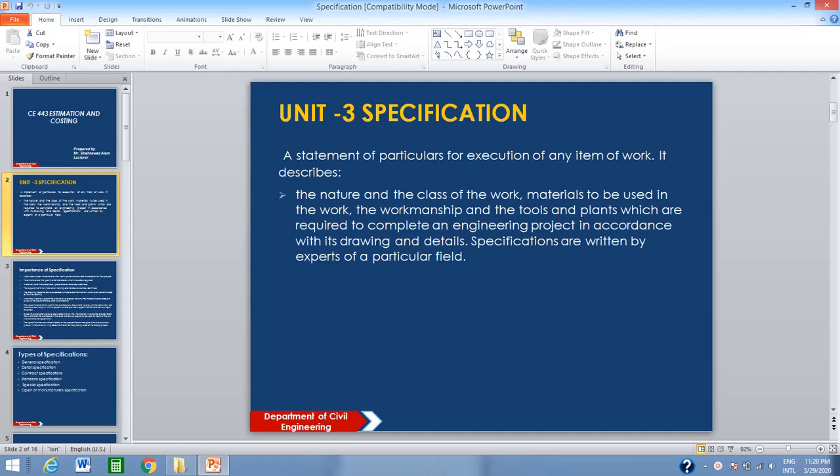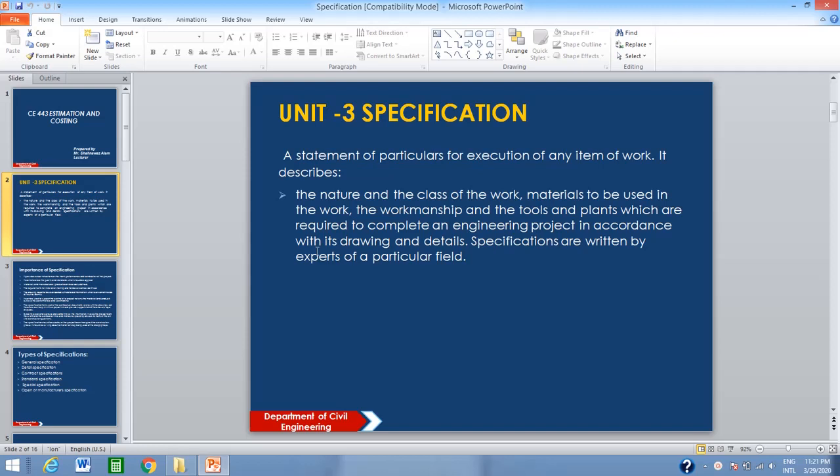Today we are going to discuss the specification of a material, as well as the specification of the construction techniques. What is the meaning of a specification? Basically, a specification is a statement of particulars for execution of any item of work.